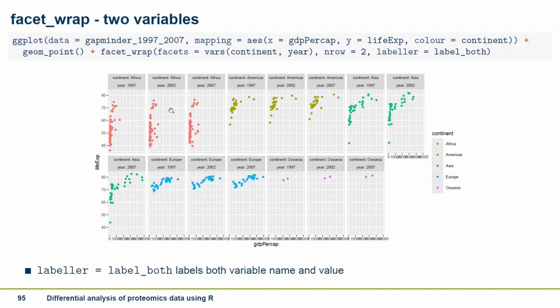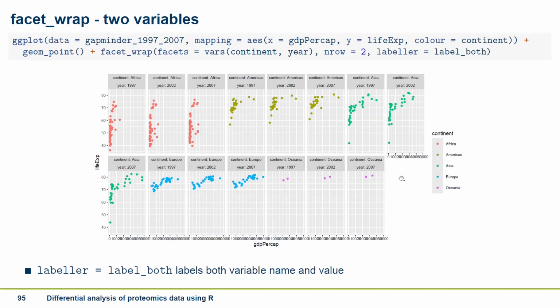You can also use facet_wrap with 2 variables. In this case, continent and year means it does even more plots separated by the combination of continent and year. If you use the label_both option for labeller, it will label not only the value of the variable, but also the name of the variable. So without that, we would have Africa 1997, which of course would also be understandable, but to be clear, we write continent and year in front of it.